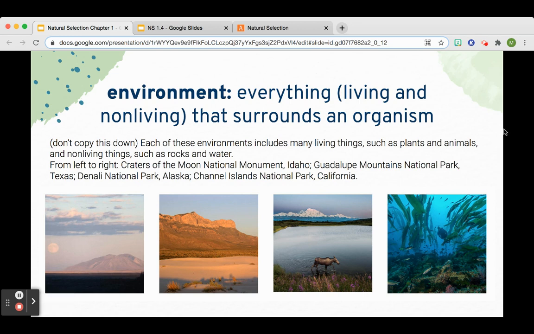Okay, so an environment is everything living and non-living that surrounds an organism. This part you don't have to copy down, but each of these environments include many living things such as plants and animals, and non-living things. This is the important part, such as rocks and water. We have a couple examples of environments here. We can have environments above ground, hot, cold, underwater. So pause the video and you just have to write down this part here: everything living and non-living that surrounds an organism.